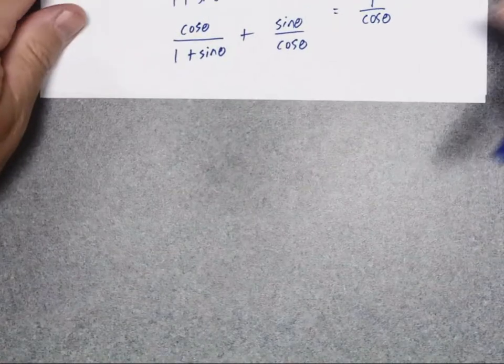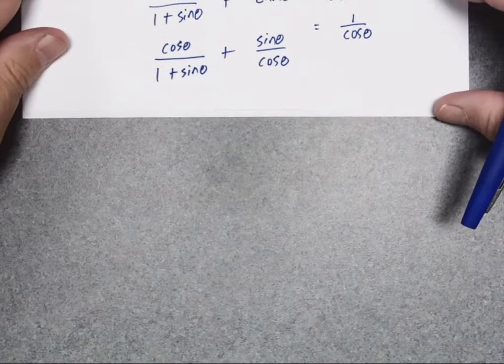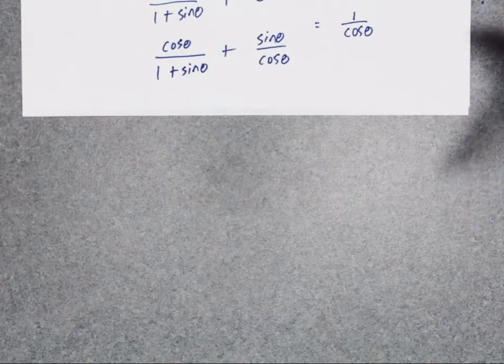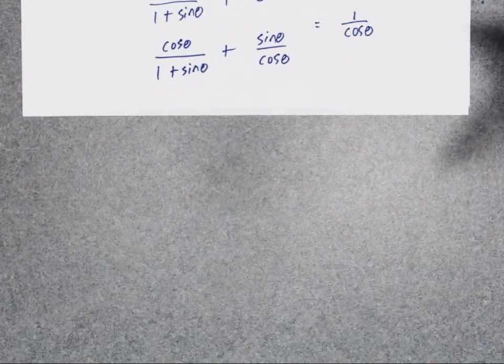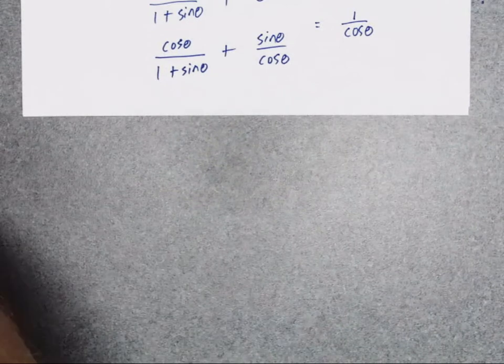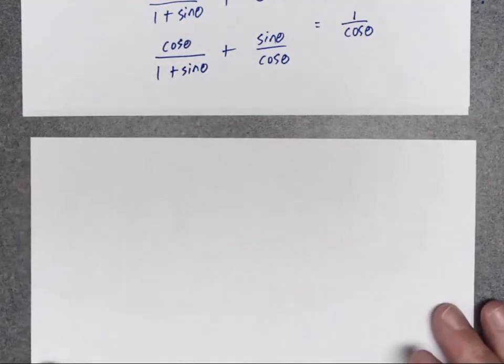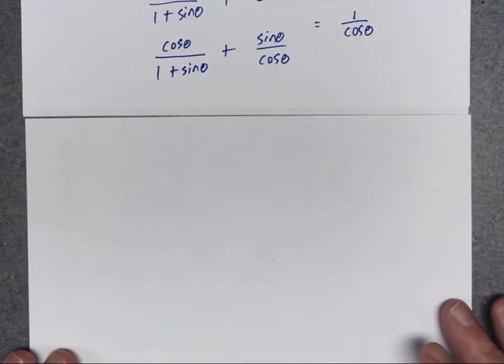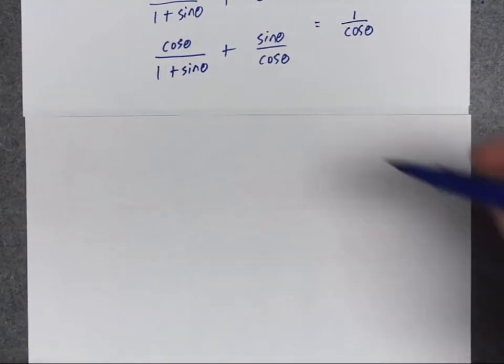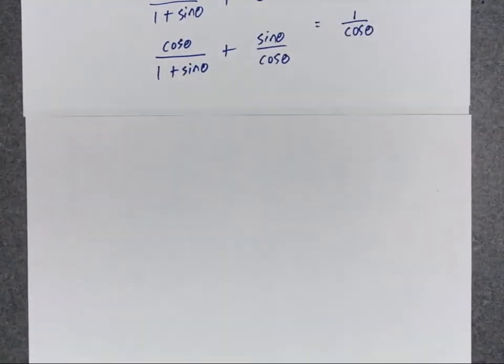Let me try and make some room here. Let me try and fold this paper so we can get a new piece of paper and keep on going here. So basically, the left-hand side, I'm trying to get it reduced down to 1 over the cosine of theta. Well, whenever you add two fractions together, what has to be true? You have to have a common denominator.